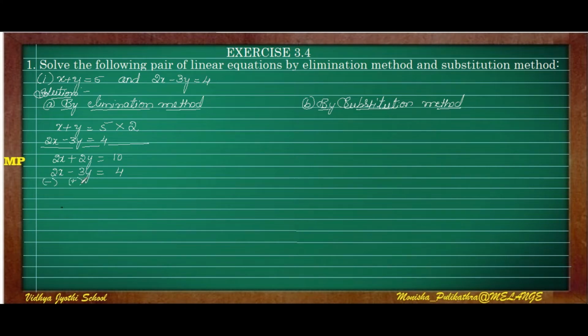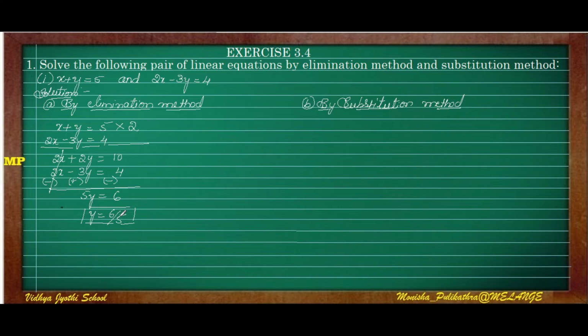Now we can change the sign. After changing the sign we have to neglect the center sign of it. So first and the last we have to take into account. Plus 2x and minus 2x get cancelled. Here plus into plus is plus, so 2y plus 3y is 5y. Here plus into minus is minus, so 10 minus 4 is 6. So here y is equal to 6 by 5.